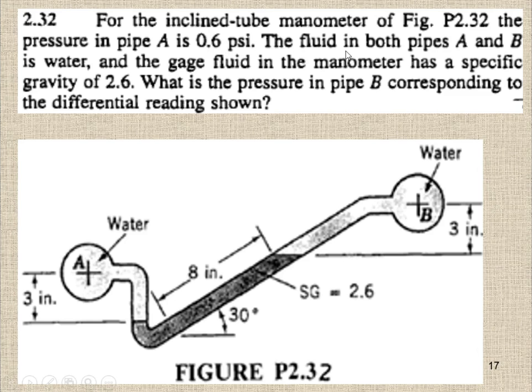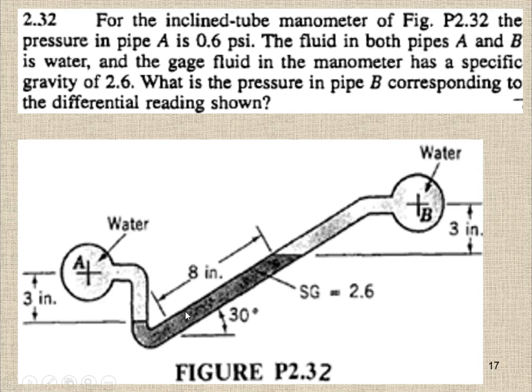0.6 psi. The fluid in both pipes A and B is water, and the gauge fluid in the manometer has a specific gravity of 2.6. You see the gauge fluid is very heavy. Its specific gravity is 2.6, but it's not as heavy as mercury, because mercury's specific gravity is 13 point something. So what is the pressure in pipe B? We have to find out the pressure in pipe B corresponding to the differential reading shown.